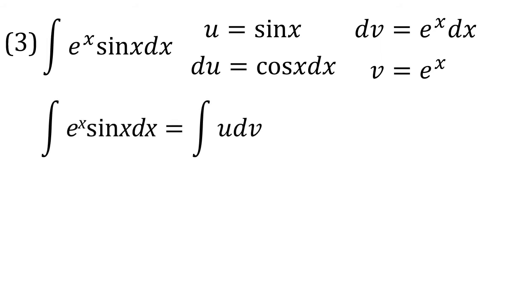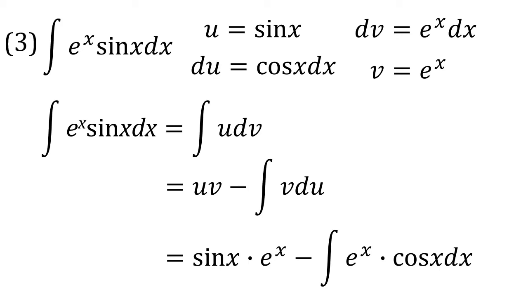And then let us apply integration by parts. The integral of e to the x sine x dx is equal to the integral of u dv, which is equal to uv minus the integral of v du. Now, substitute the values of u, v, and du. We're going to have u, which is sine x, times v, which is e to the x, minus the integral of v, which is e to the x, times du, which is cosine x dx. That's why we have sine x times e to the x minus the integral of e to the x times cosine x dx.